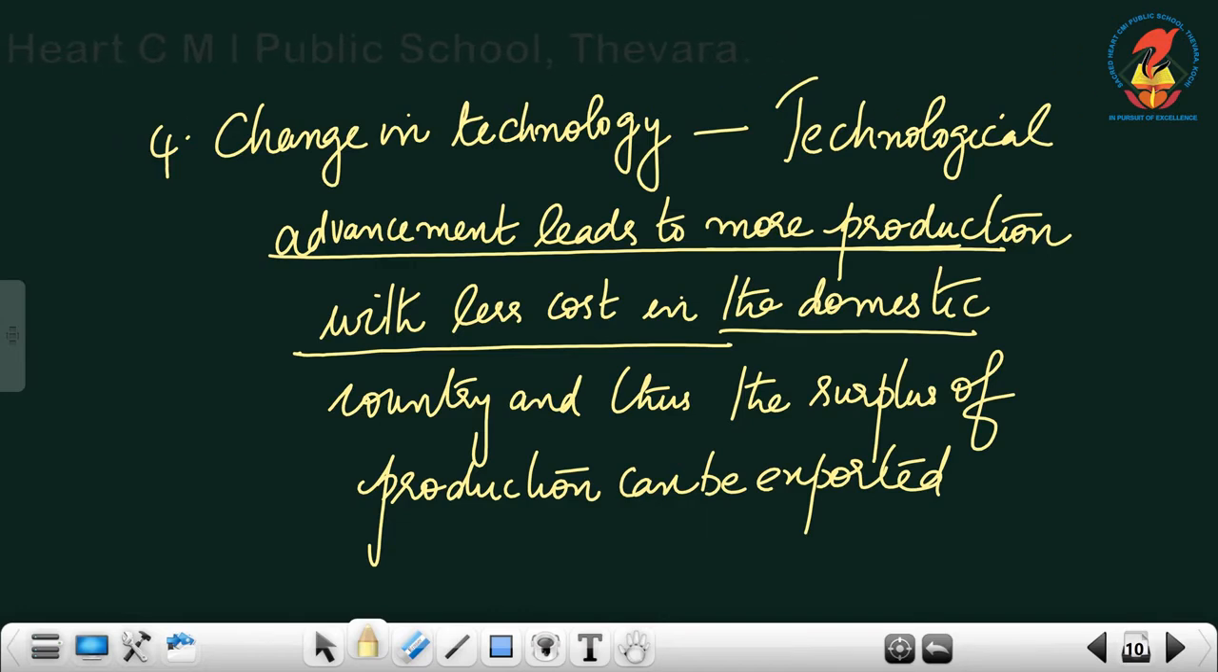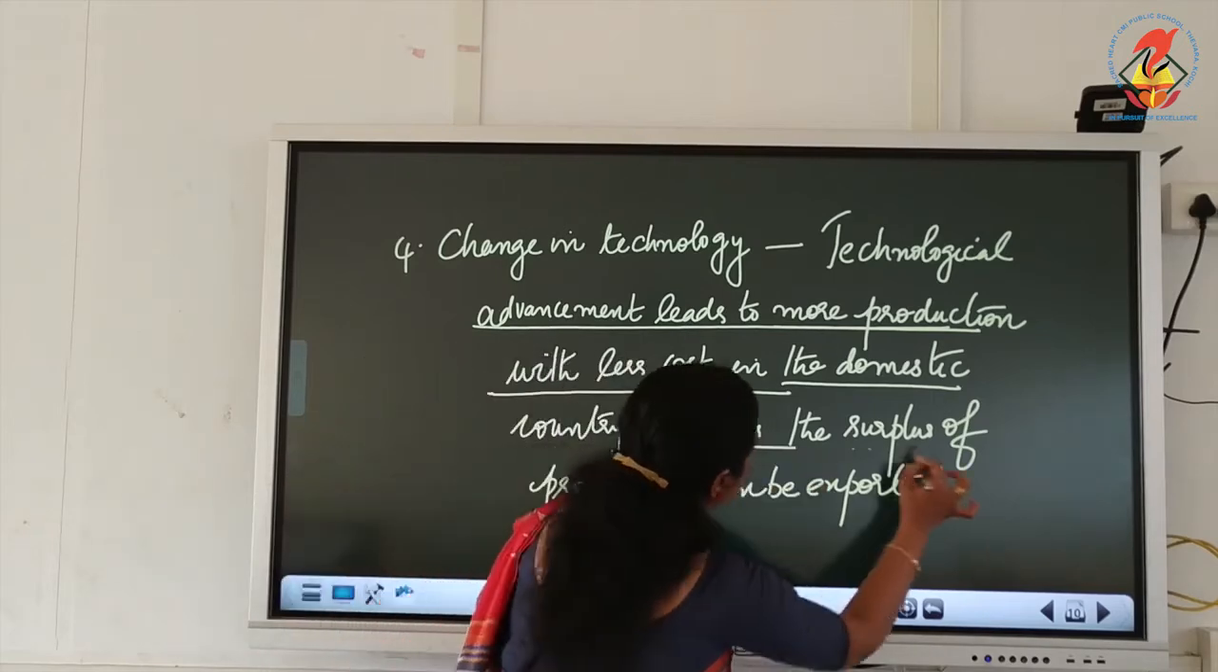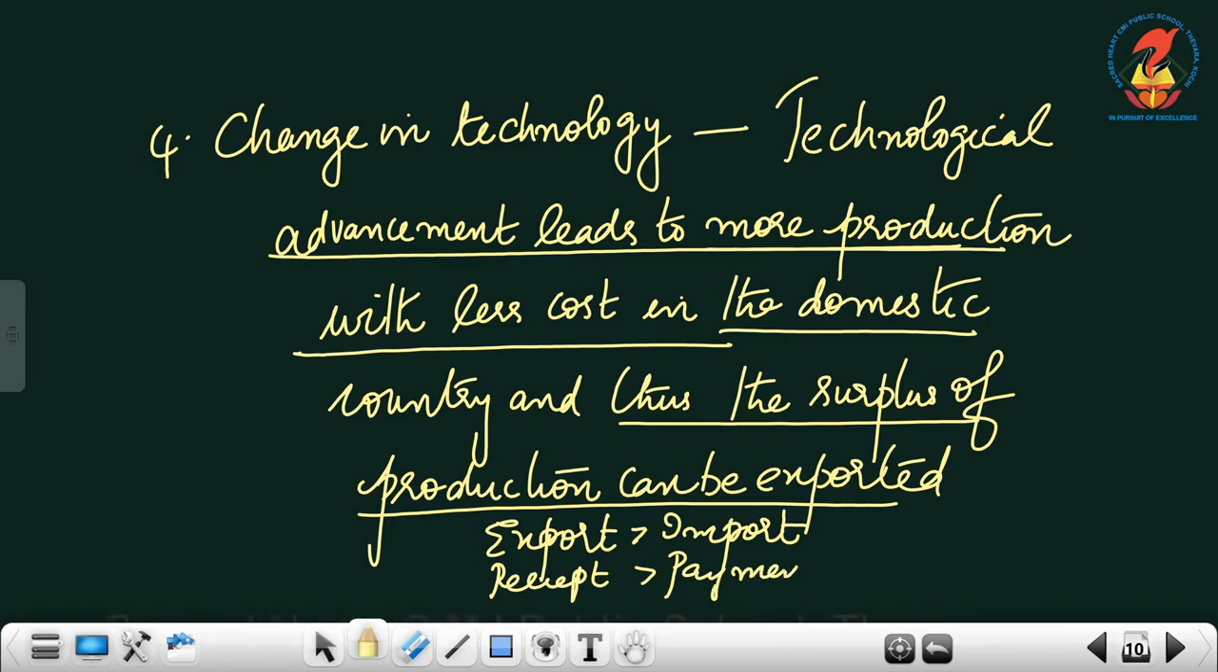If more can be produced, what does that mean? We can experience a surplus production. So, if there is a surplus production, we can export that product, right? In that case, what will happen? We will start exporting. In that case, export will be more than import. If export is more than import, which will be higher? Receipt will be, because we are selling the goods to other countries, so we are earning foreign exchange. So, receipt will be more than payment. In that situation, there will be a surplus in the balance of payment.